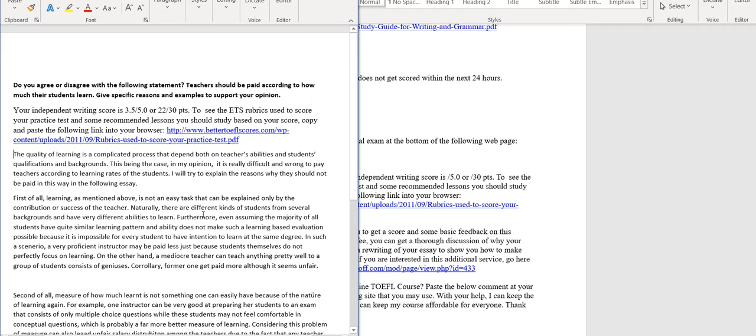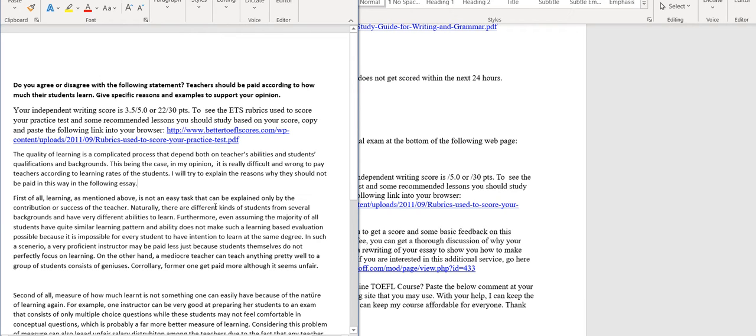Notice how in this one paragraph, "learning is not an easy task that can be explained only by the contribution or success of the teacher." Notice here you don't really have any direction. "I would try to explain the reasons why they should not be paid in this way in the following essay." But then you go here, "it's not an easy task," so there's just not a very clearly marked thesis, and the topic sentence is a little bit too vague.